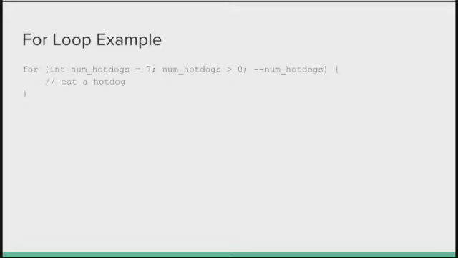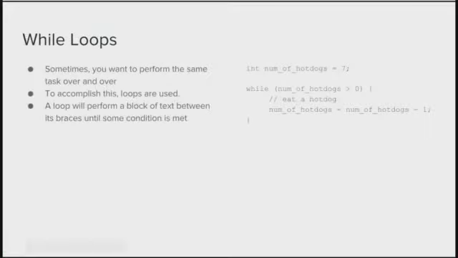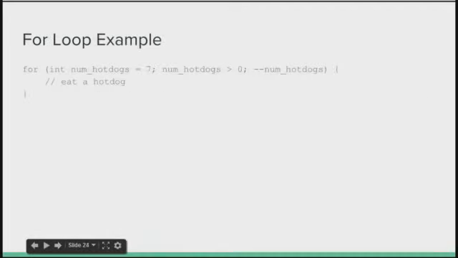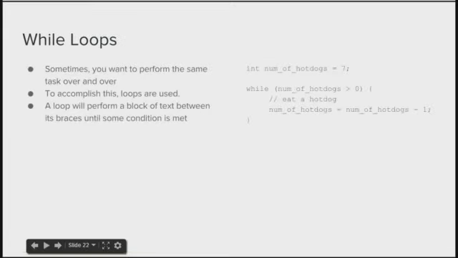So first off, we're going to see back here we were setting the number of hot dogs to 7. In the for loop, we do it as the first part of the for loop, as the initializer. And then it has the same thing as a while loop. It has num hot dogs is greater than 0. It's the same thing we had before.